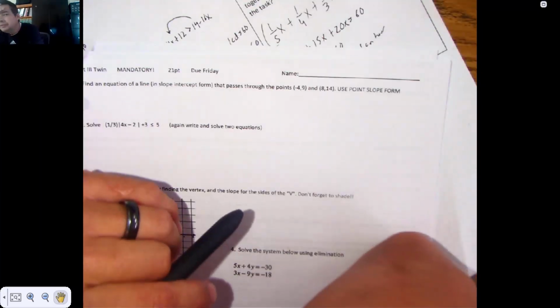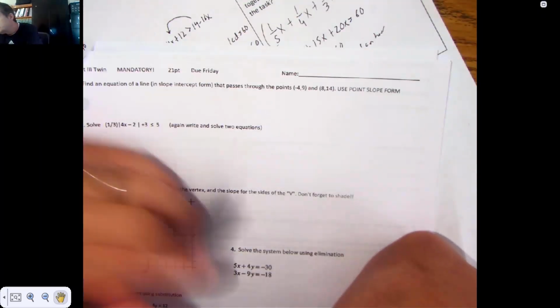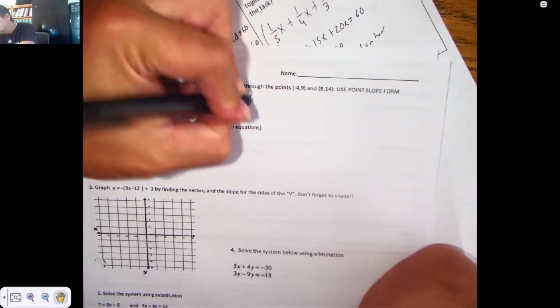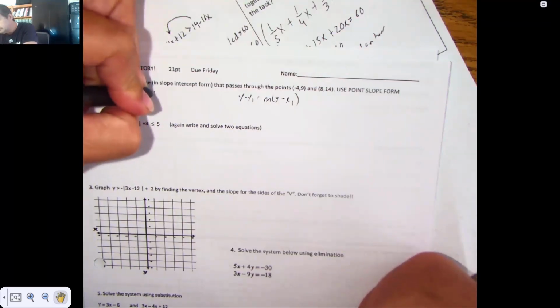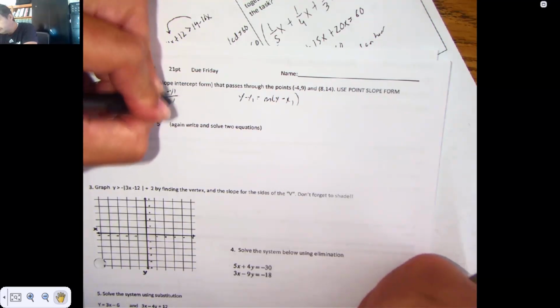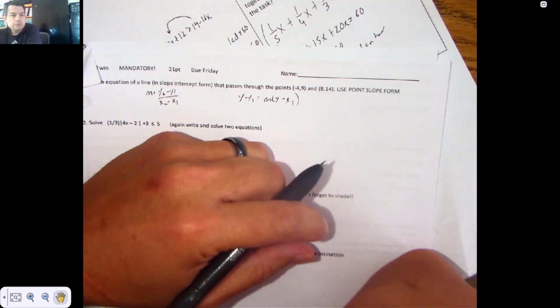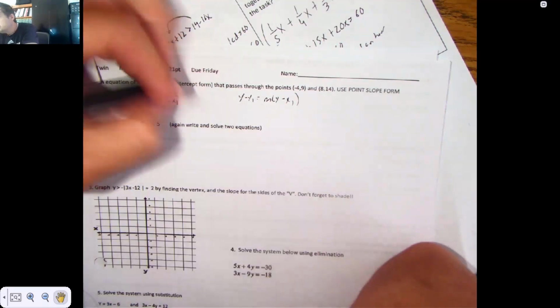Unit 3 test. Find the equation of a line in slope-intercept form that passes through the points (-4, 9) and (8, 14). Use point-slope form. So you're doing y minus y1 equals m times x minus x1. You've got to find your slope. Thank God you have a formula for that. Slope is y2 minus y1 over x2 minus x1.